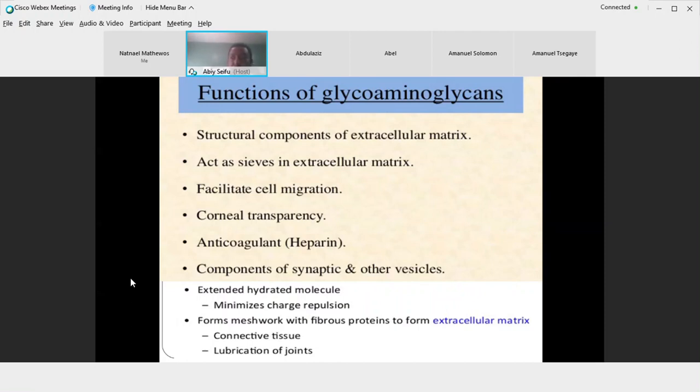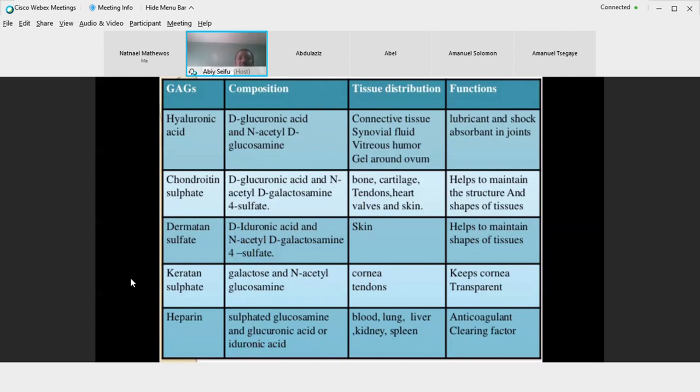Heparin is the natural anticoagulant which is found in our body. These are some of the GAGs. Heparin, for example, the last one, is an anticoagulant, and it's also very important for clearing lipids in our blood. And the other is keratan sulfate. It keeps the cornea transparent. And the other is hyaluronic acid. It is useful as a lubricant and shock absorbent in joints.